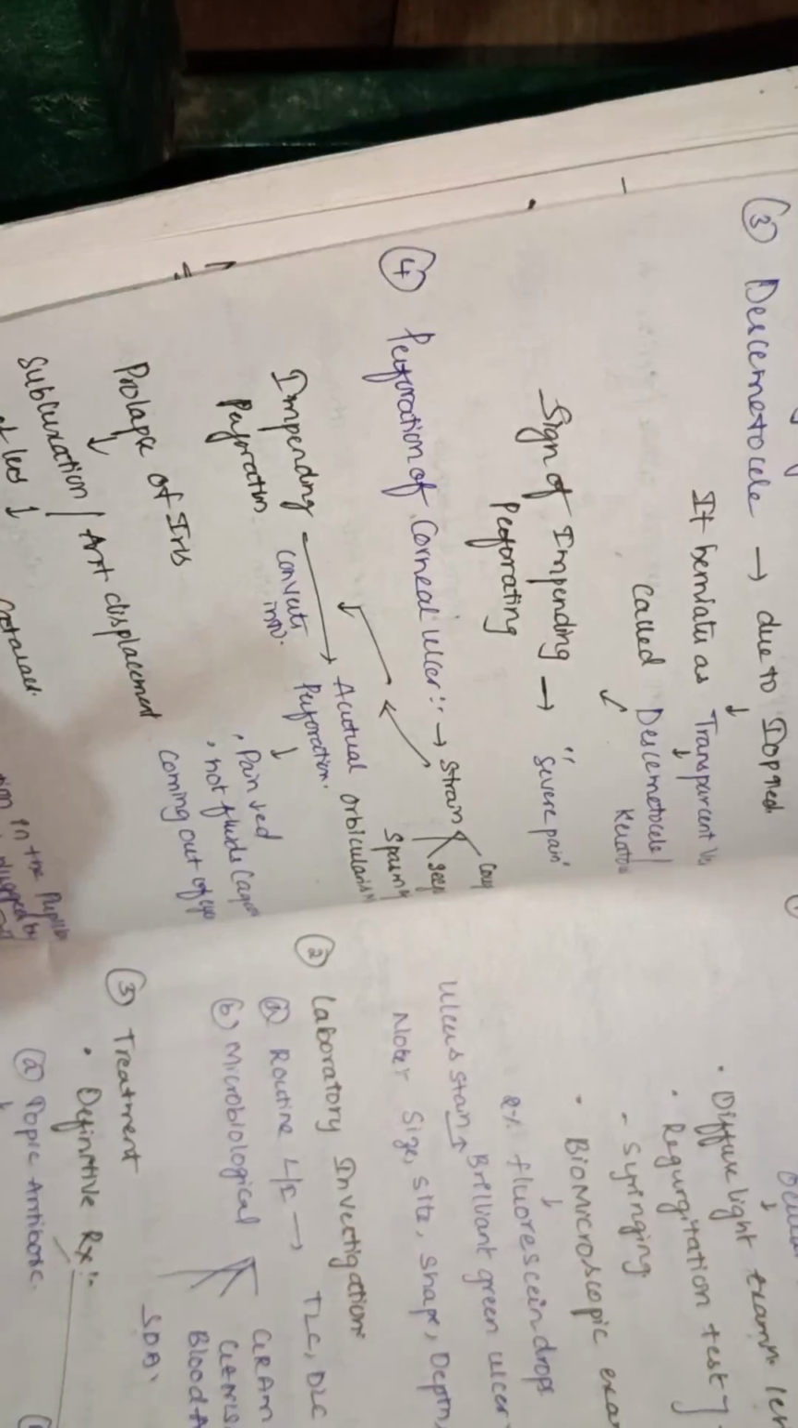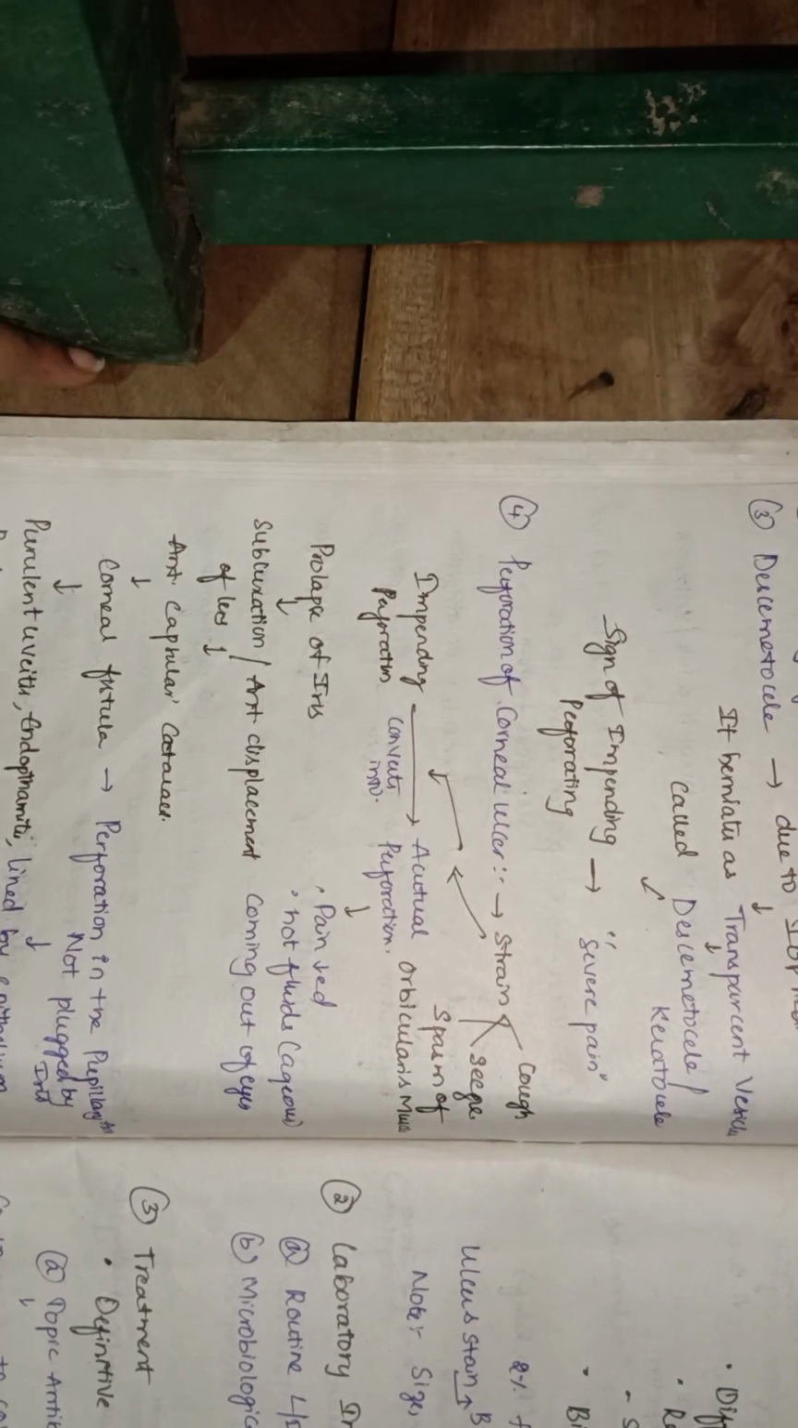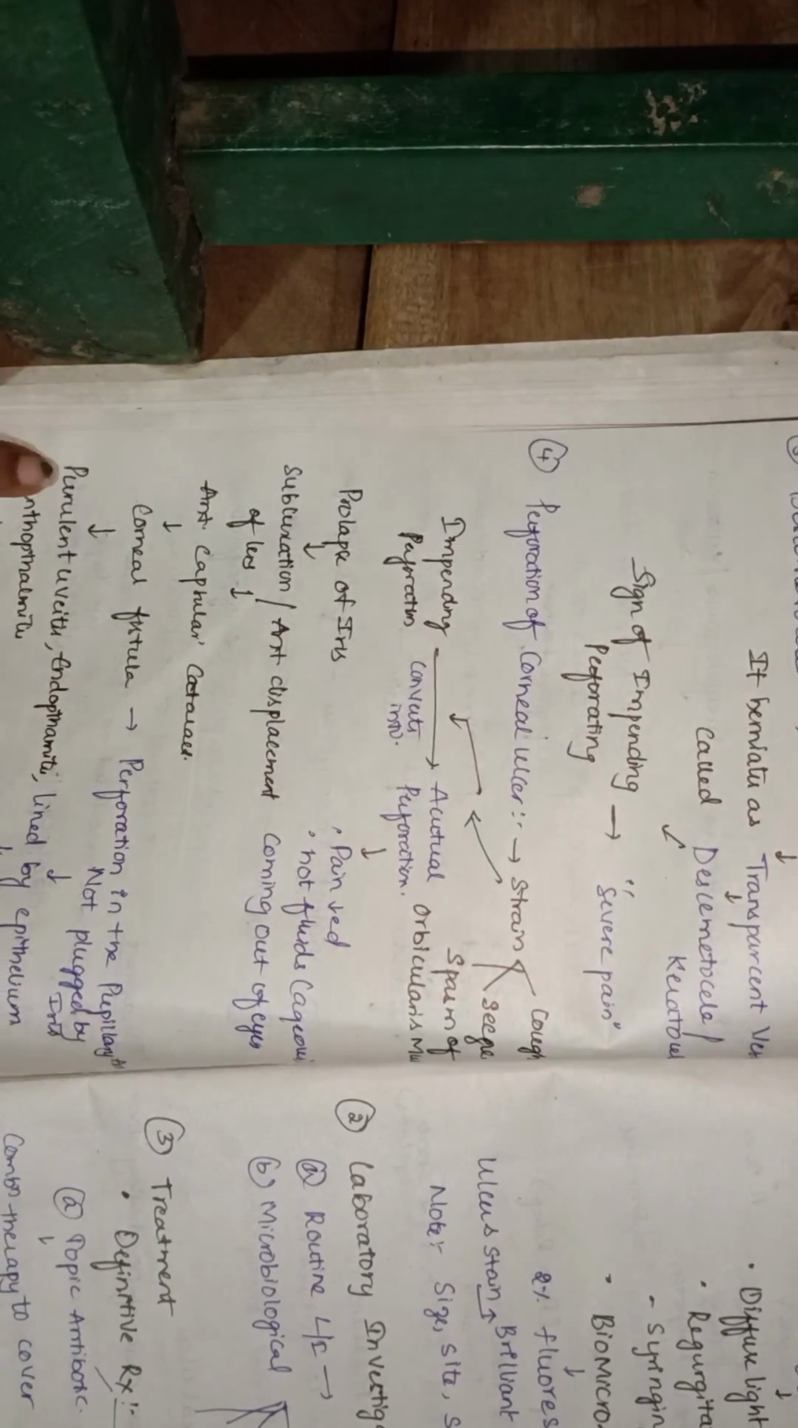Next we will discuss the complications of corneal ulcer. What are the complications of corneal ulcer? First of all, toxic iridocyclitis.